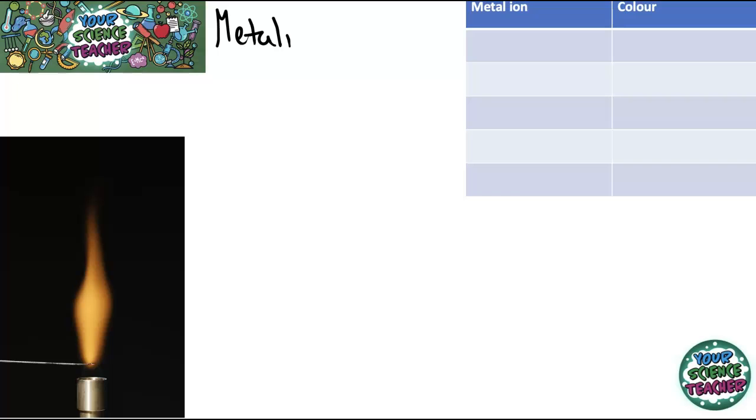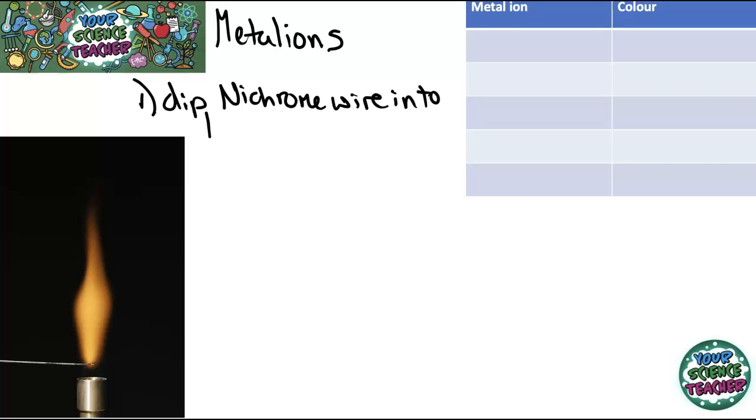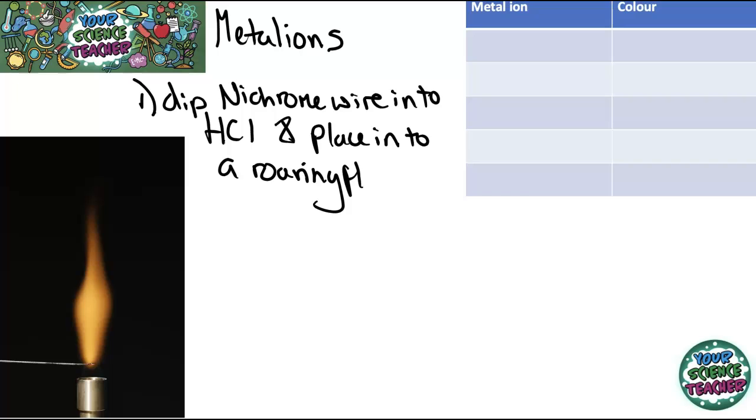So the way to do a flame test to identify metal ions is first we need to clean our nichrome wire. So what you're going to do is dip your nichrome wire into some hydrochloric acid, and you're going to place this into a roaring flame. So now your nichrome wire is clean.